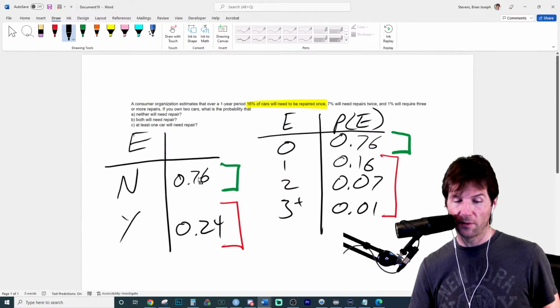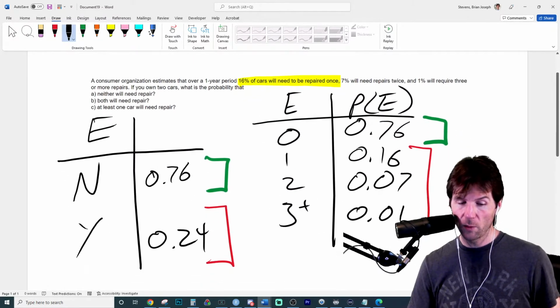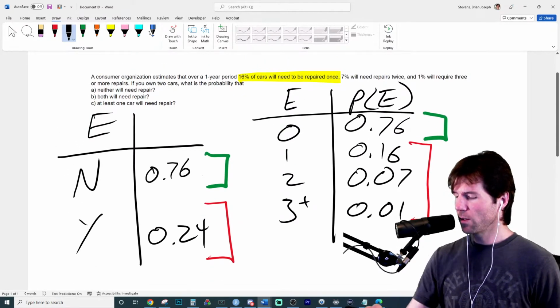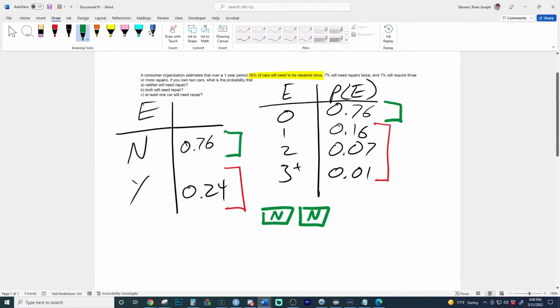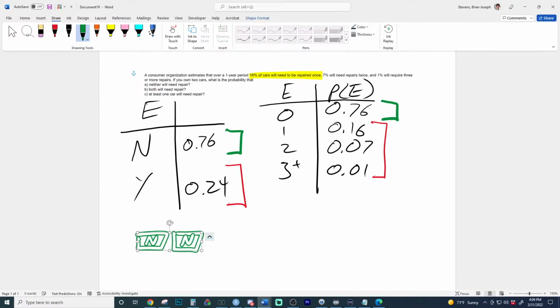Because it asks, first off, what is the probability neither of your two cars will need repairs? So it's not just one car we're talking about anymore. We're saying we have two cars. And with these two cars, car number 1 did not need repairs, and car number 2 did not need repairs. So neither car needed repairs. Now, you have to hear the words very carefully on this. My first car did not need repairs, and my second car did not need repairs.